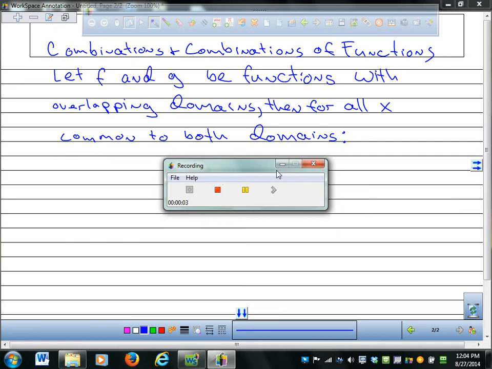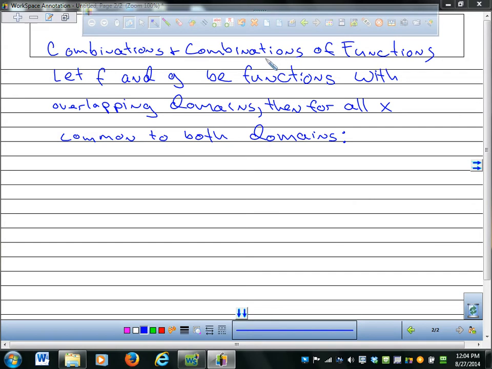So this is all about combinations. I wrote combinations and combinations. That should say composition. Composition. So this is the topic. This is section 1-5. Compositions, not combinations. Compositions of functions.